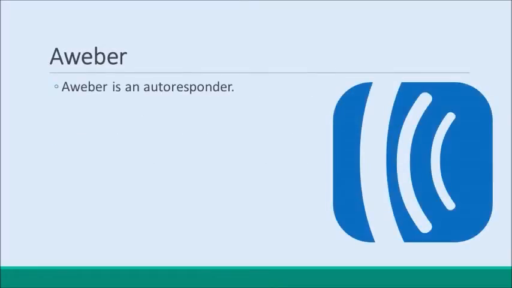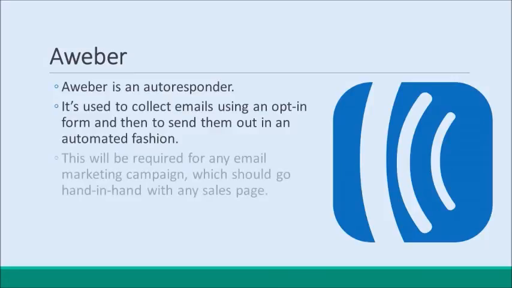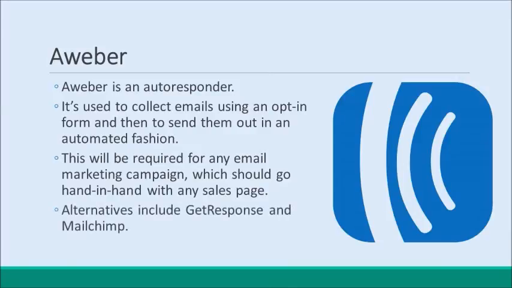AWeber. AWeber is an autoresponder, meaning that you can use it to collect emails using an opt-in form and then send them out in an automated fashion. This will be required for any email marketing campaign, which should go hand in hand with any sales page. Other options include GetResponse and MailChimp, either of which will also offer all the basic features you need.